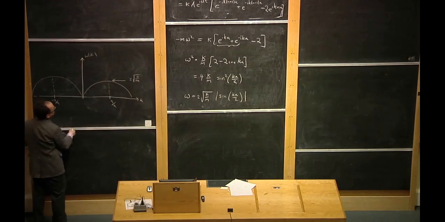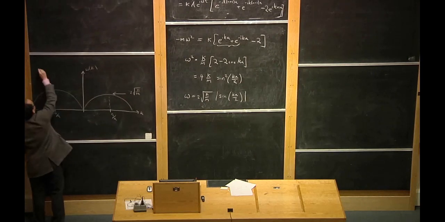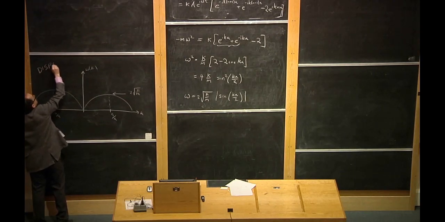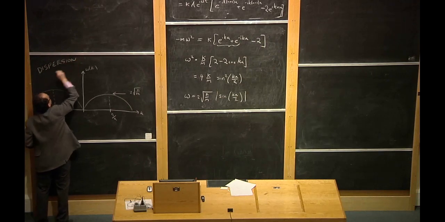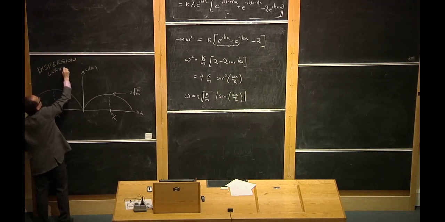So this curve is known as a dispersion curve, which just means omega as a function of k.